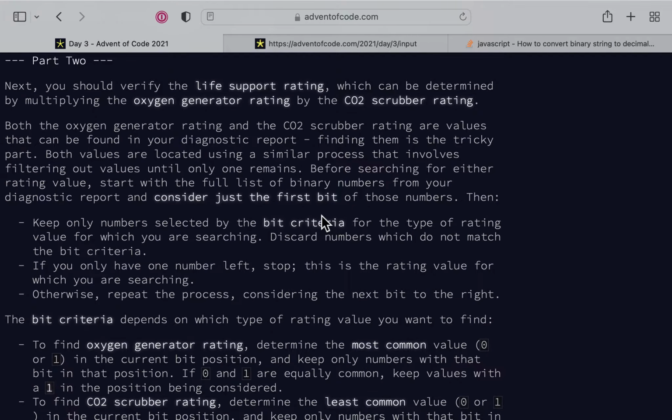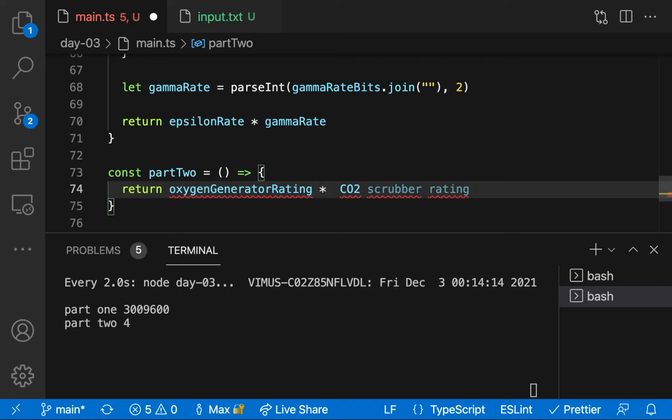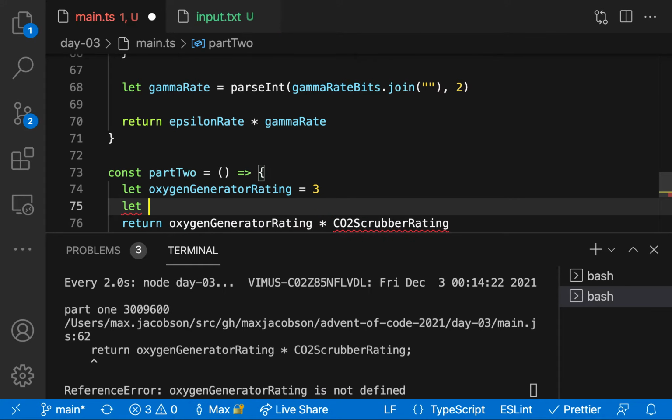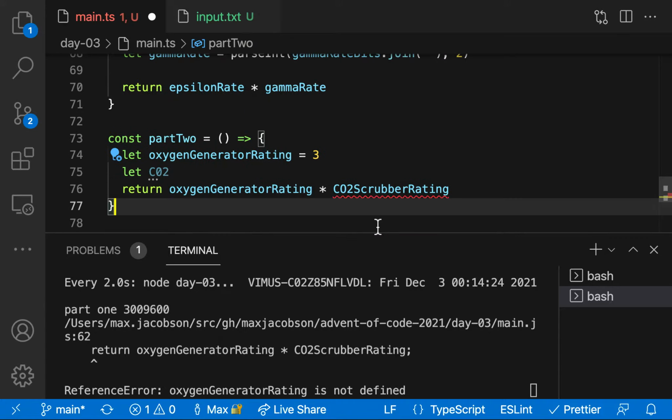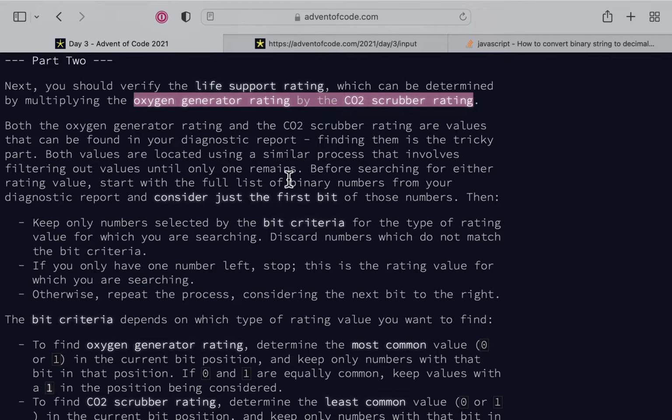Which can be determined by multiplying the oxygen generator rating by the CO2 scrubber rating. All right. So I guess that's what we're actually returning. Sure. Great. Both oxygen generators. The tricky part.